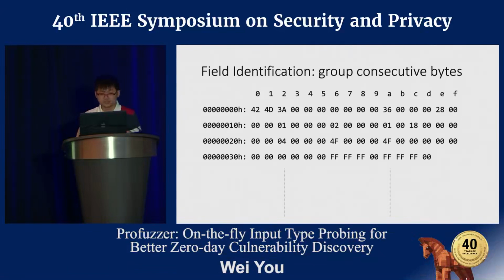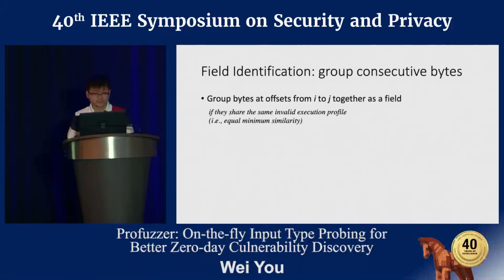So the intuition behind this is that the program tends to perform a validation check on a whole input field instead of individual bytes. Hence, if consecutive bytes belong to the same field, it is very likely that they share a large part of their execution profiles that correspond to invalid mutated values.